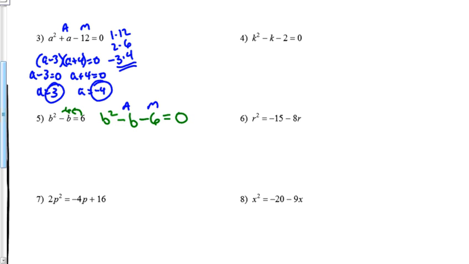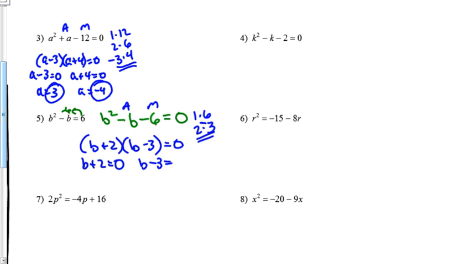So if you can't think of those two numbers, let's write down all the factors of 6. 1 times 6, 2 times 3. And the only one that has a chance of getting to be negative 1 is 2 and 3. And the only way that works is when you have positive 2 and negative 3. Again, solving when it's equal to 0 means that either one or both of them could be 0. And you get those two numbers for answers.